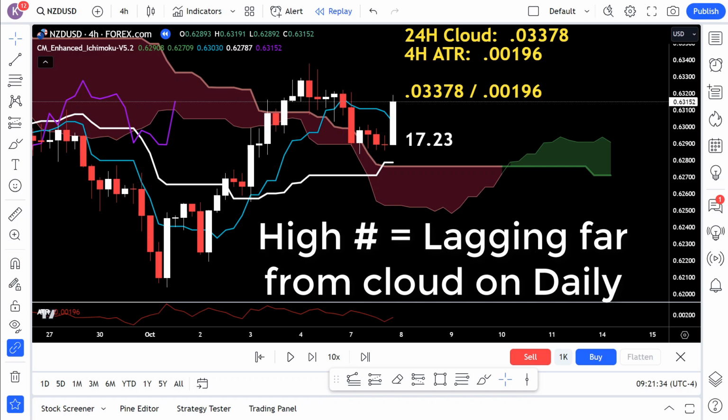Visually, we could tell it was much farther away, but now we have a number to use when we run our statistics. So before we run the numbers, if you had to make a guess, when the daily and the 4-hour contradict each other, would you rather see the lagging far away from the cloud or pretty close to it? I can show you dozens of examples where the lagging span is close to resistance and it does in fact get rejected. On the other hand, there's plenty of examples where price has built up so much momentum that it blows right through the cloud like it doesn't even matter.